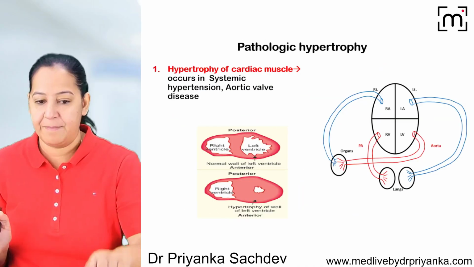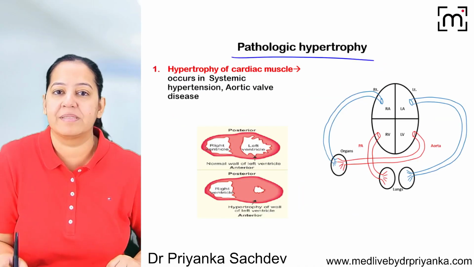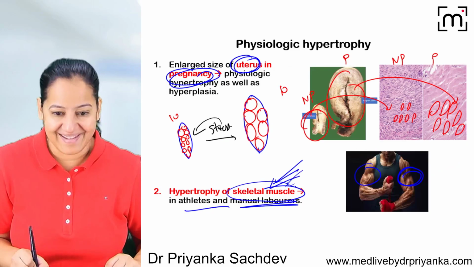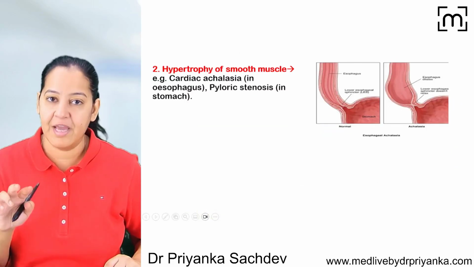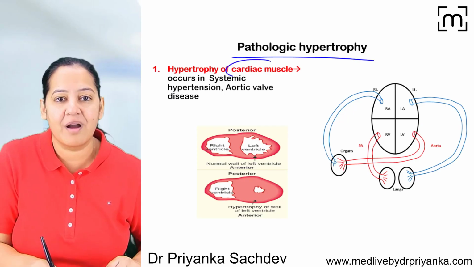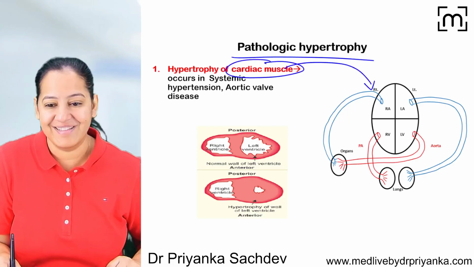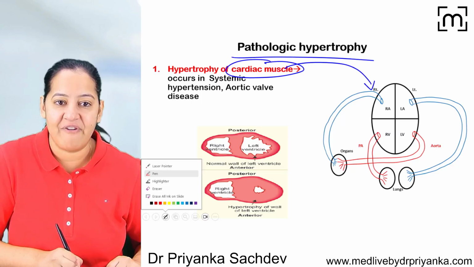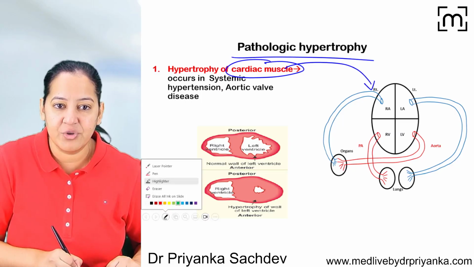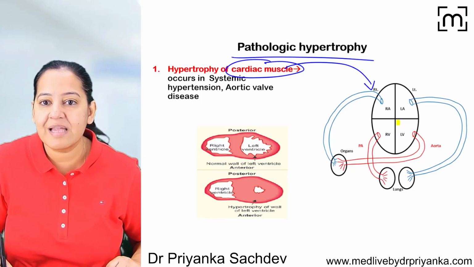Coming to pathological hypertrophy, here also we have two examples. I told you skeletal muscle comes under physiological, and the remaining two muscles will come under pathological. What are the remaining two muscles? The cardiac muscle and the smooth muscle. So let's come to the cardiac muscle. Can you see the diagram of the heart? Can you see all four chambers? I am interested in the left ventricle. Let me show you, this is the left ventricle here.